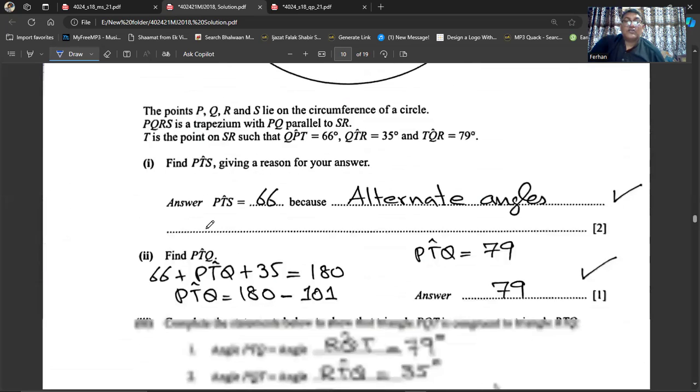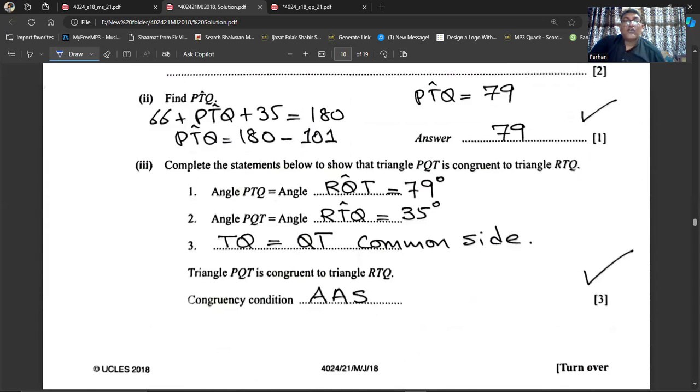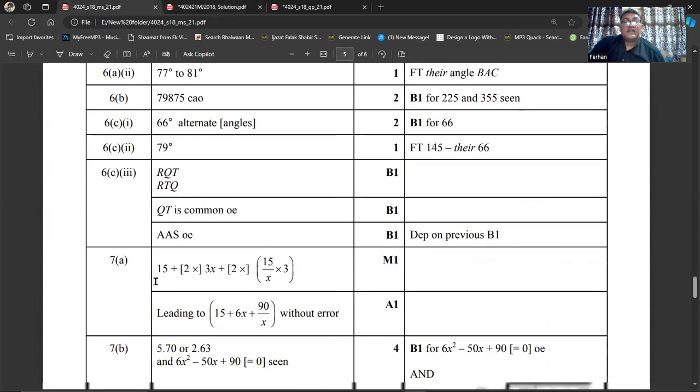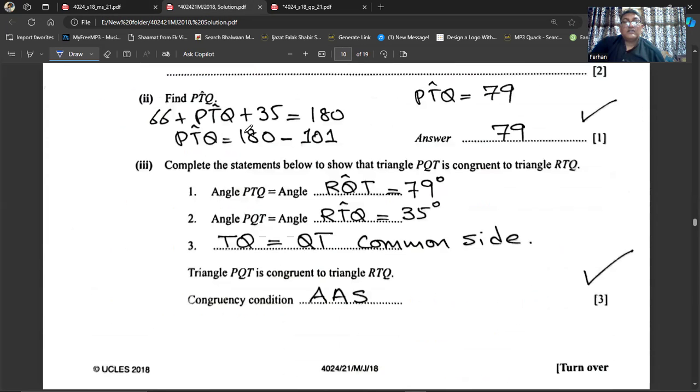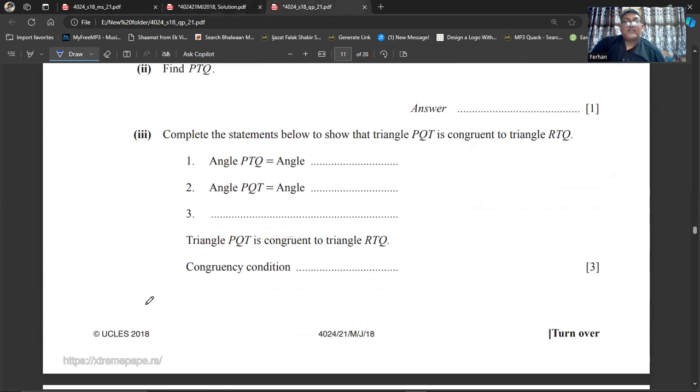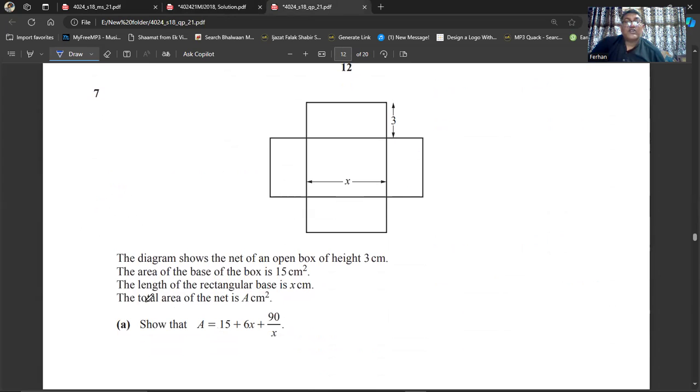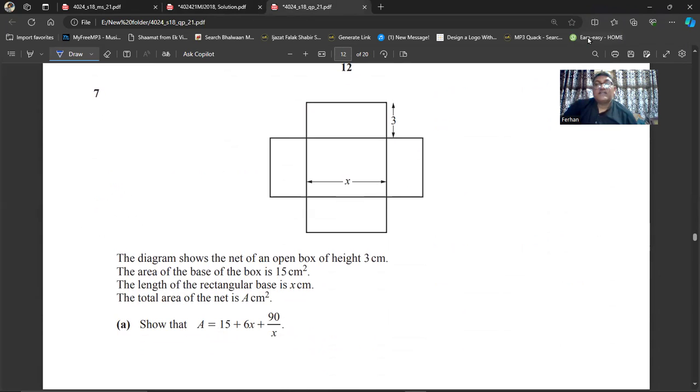So this is how this is done. I hope you understand this. So basically, we are done with question number 6. Now we are going to the next question, and that is question number 7.